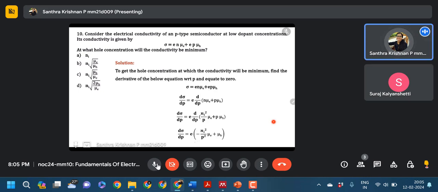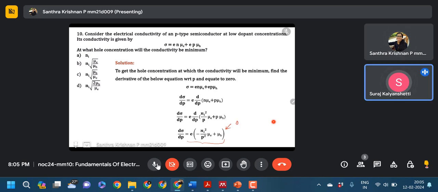So you'll get something like this: minus 1 by p square here, and here the p will go like differential of x is 1, right? Similarly, if you differentiate p with respect to p, what happens? You'll get 1. And now you have to equate this to 0, and then write in terms of what is p equal to.